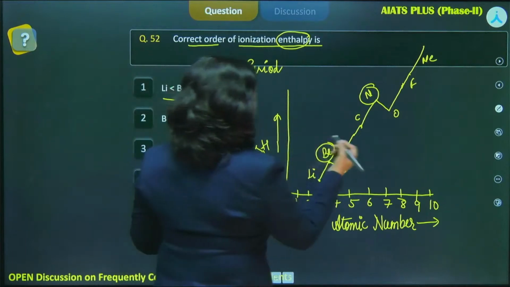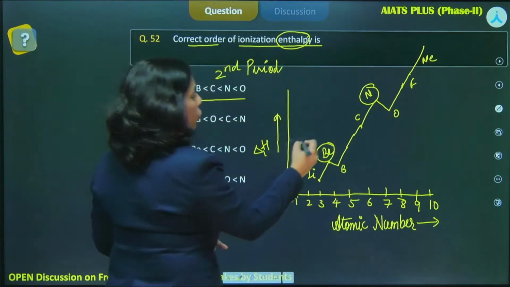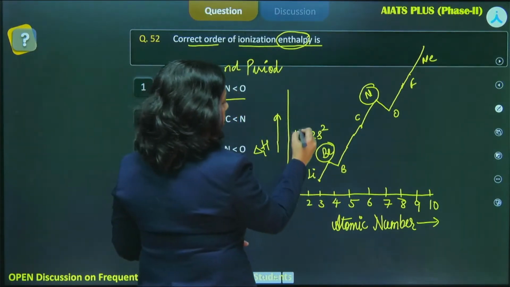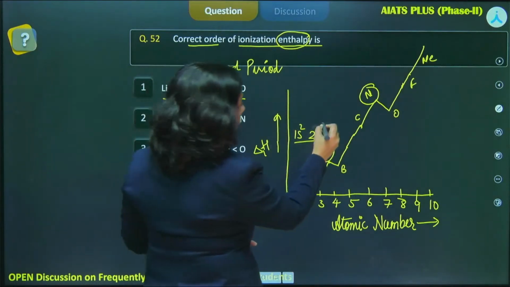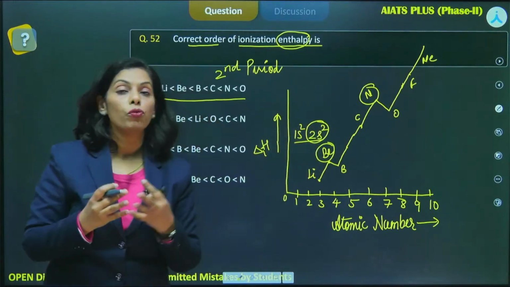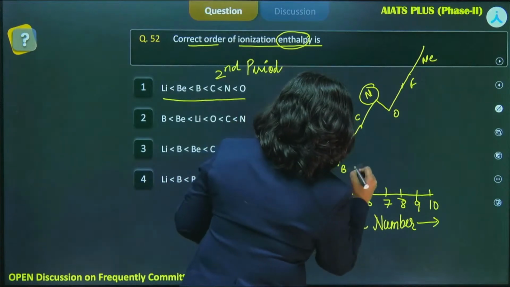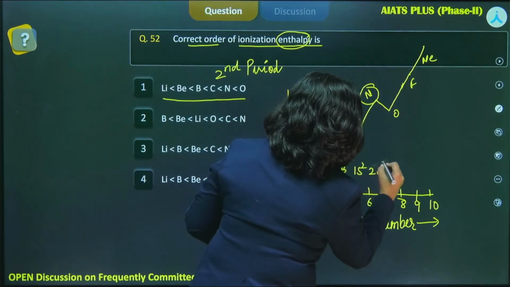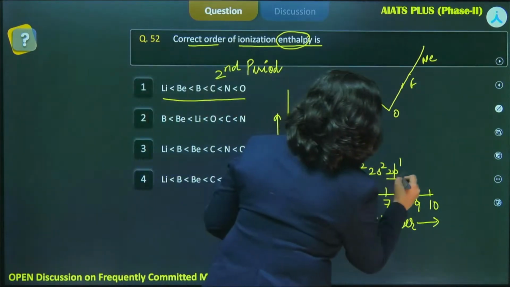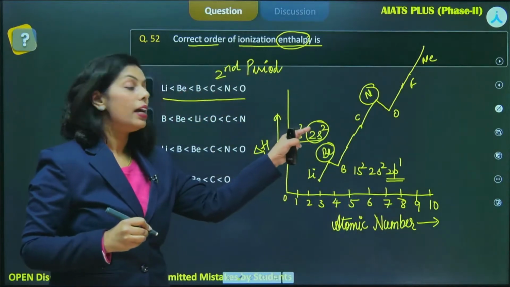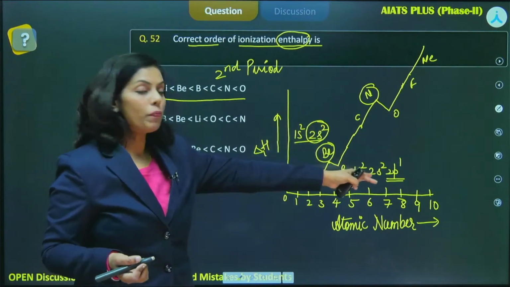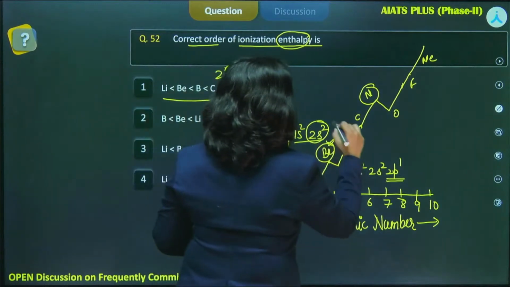But if I'm talking about beryllium, you are removing an electron from the configuration 2s2. Atomic number 4 for beryllium, right? So it is 1s2, 2s2. This is the configuration. From the s orbital, you are removing the electron. In this case, the screening effect is more for the s subshell as compared to boron, which is having the configuration 2s2 2p1. So removal of electron from the p subshell is easier. Simultaneously, screening effect is more, so removal of electron from the s subshell is comparatively difficult. That's why beryllium has higher ionization enthalpy.